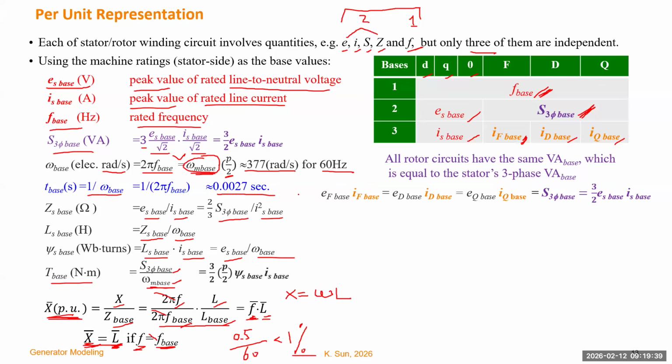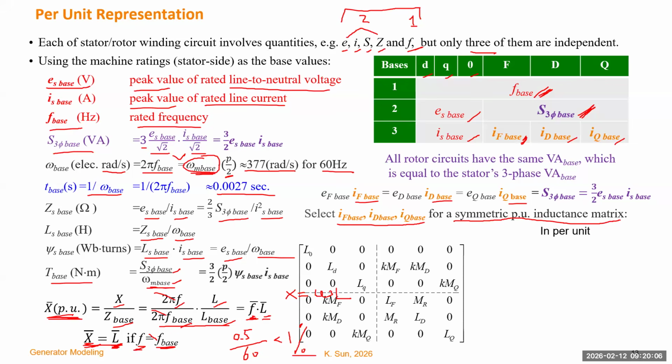Then we can finish all the five base quantities for the rotor side. Okay, so this is the traditional way to define the base, and we have the freedom to select what current base to use. So one idea is we can select the current bases for the three rotor windings, such that we can generate a symmetric per unit inductance matrix.